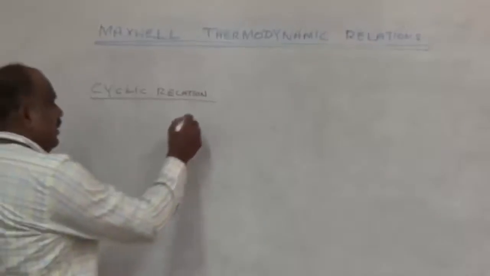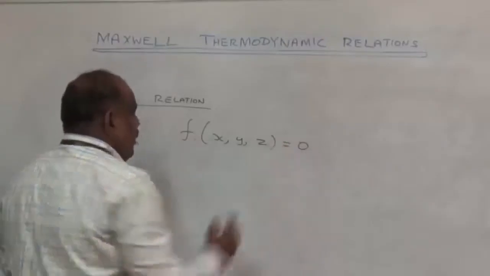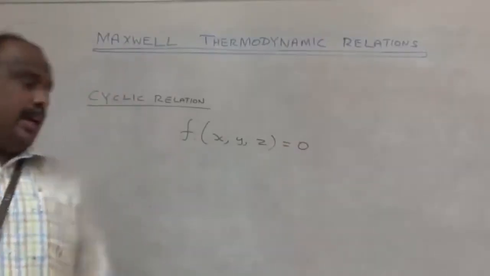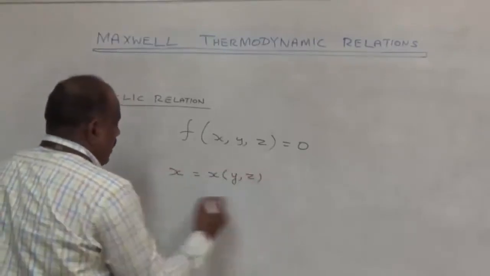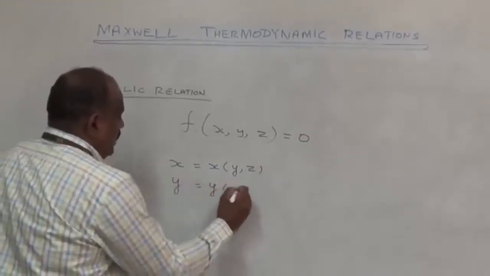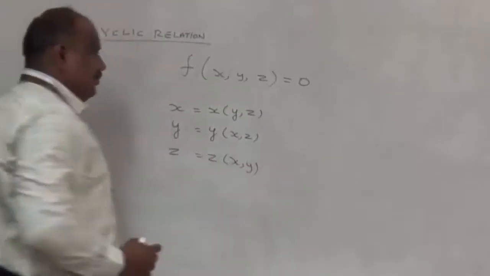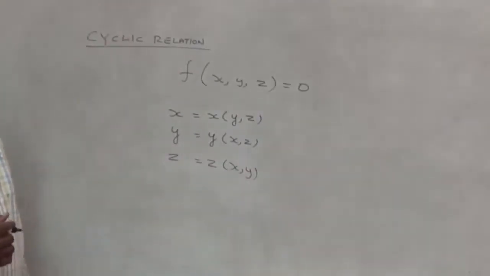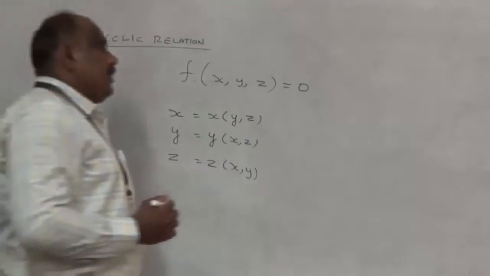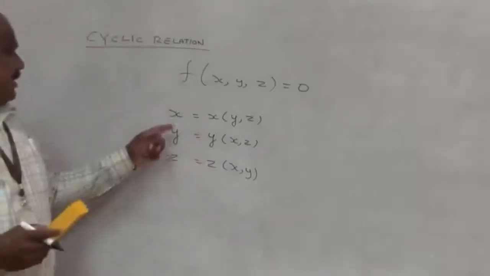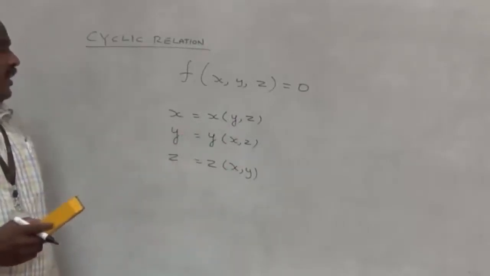Let us consider a function f which depends upon the variables x, y, z, and let us take f of x, y, z equal to 0, where x is defined as x of y comma z, y is defined as y of x comma z, and z is defined as z of x comma y. So we have taken a function f of x, y, z equal to 0 with these things defined. Now x depends upon y as well as z.